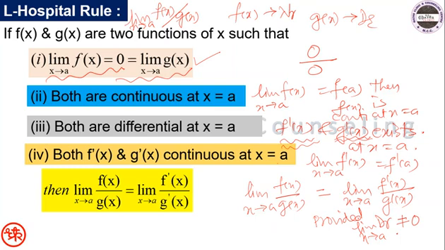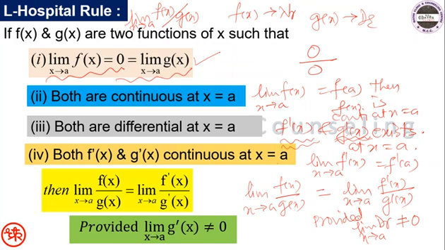If it again becomes 0, then we have to use L'Hospital rule again by checking these conditions 1 to 4. Is that clear? So, provided limit of g dash of x as x tends to a is not equal to 0. This is what we discussed up till now: if the limit of numerator and denominator is 0 by 0 form, then we can apply L'Hospital rule to evaluate such limits.